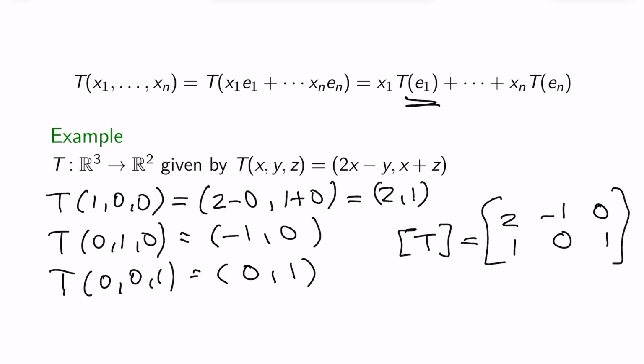Observe that this matrix has the required dimensions. This is a matrix that is 2 by 3. That is exactly what we want, 2 by 3. Remember, this is first and this is second always.